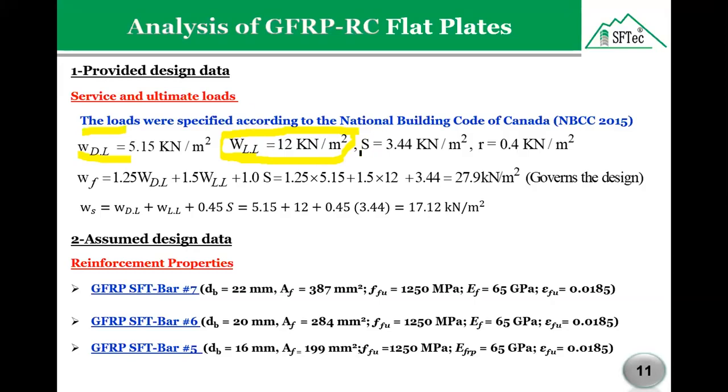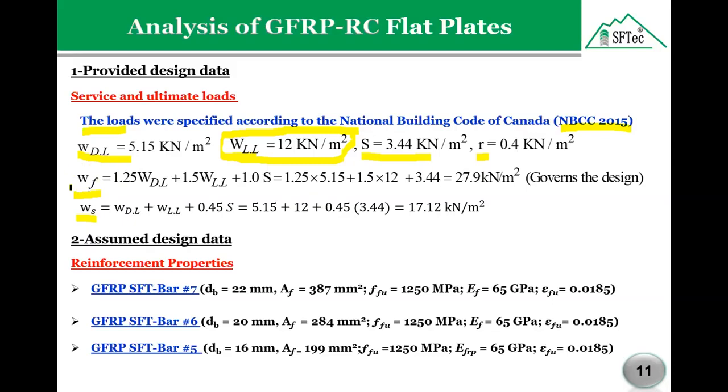And also here we have snow loads, and this value was calculated according to the equation in the National Building Code of Canada. So here the snow load equals 3.44 kilonewton per meter square, and the rain load equals 0.4 kilonewton per meter square. As known, we have a lot of loading cases, but we are going to select the factored load combination and the service load combination that will govern our design.